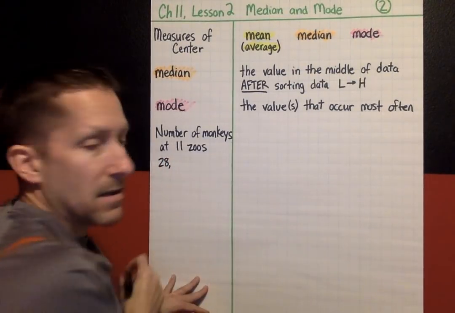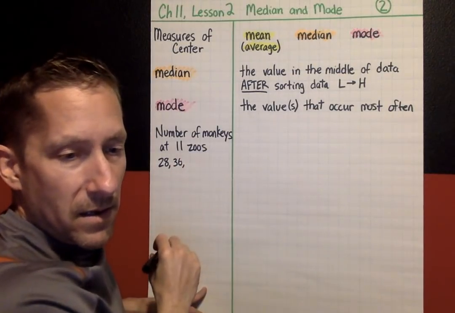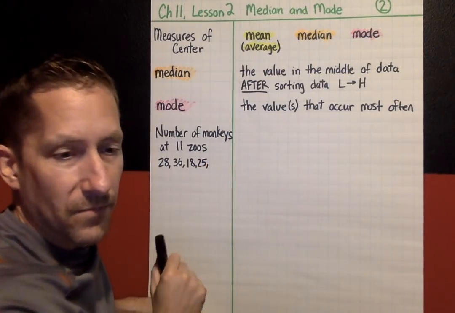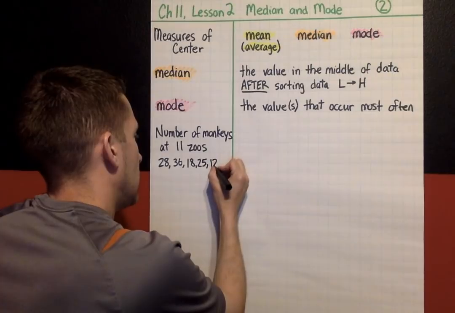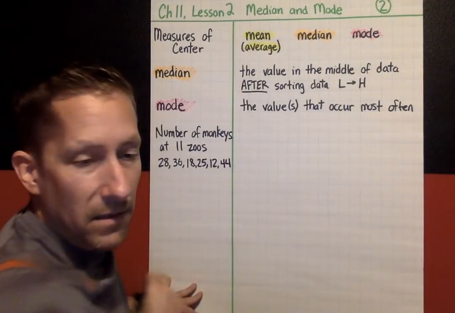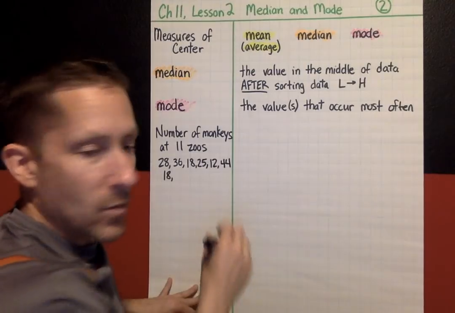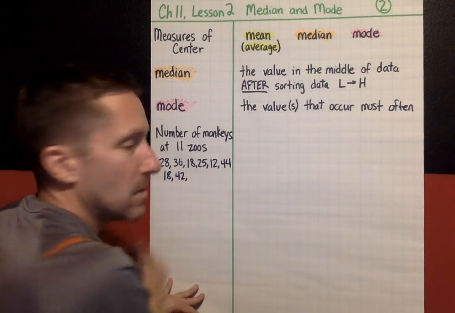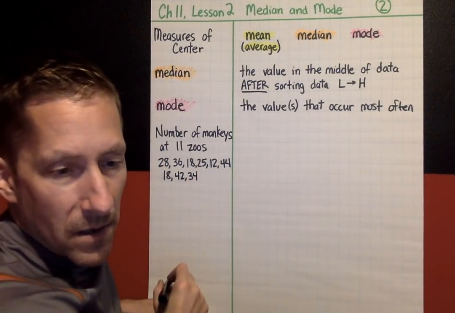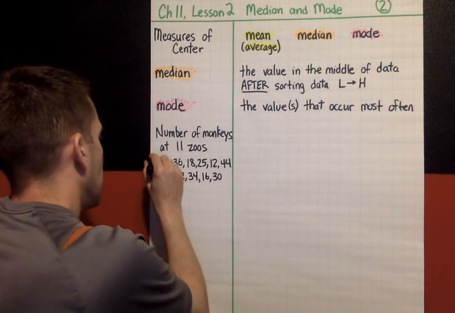28, 36, 18, 25, 12, 44, 18, I think that's an 18, yes it is, 18, 42, 34, 16, and 30. So here's our data.